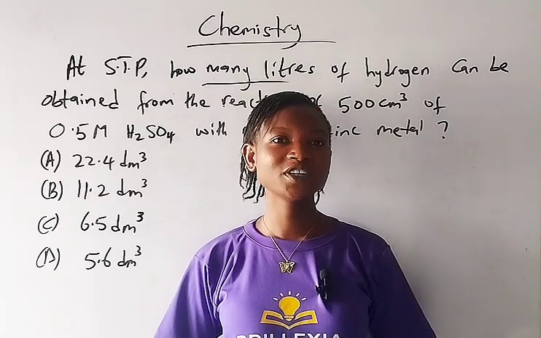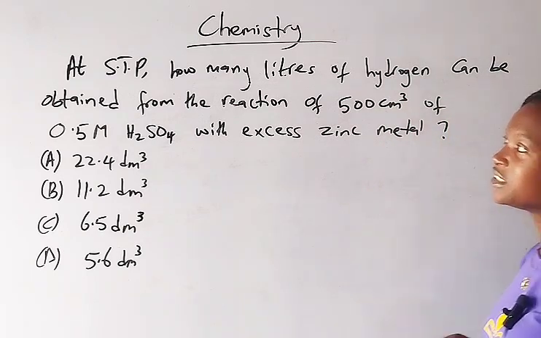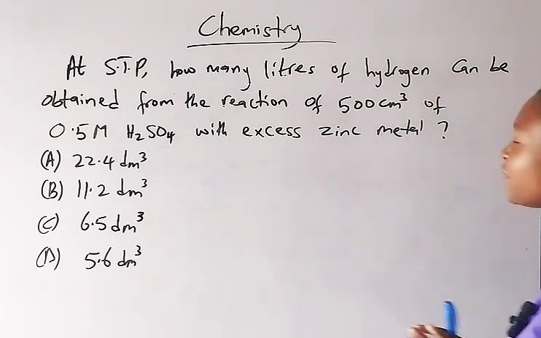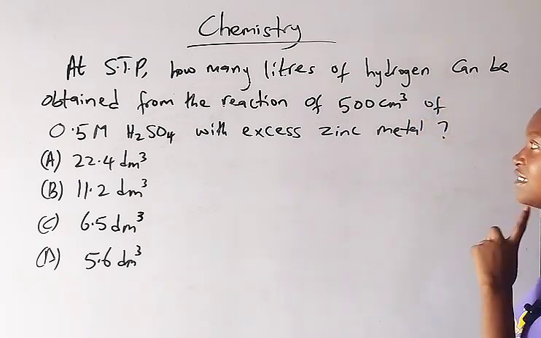I'm sure that many students will get this question wrong. Now let's do it together. At STP, how many liters of hydrogen can be obtained from the reaction of 500 cm³ of 0.5 molar H2SO4 with excess zinc metal?